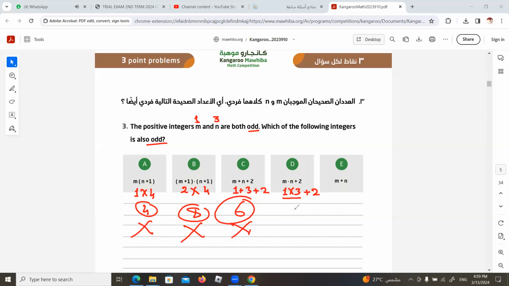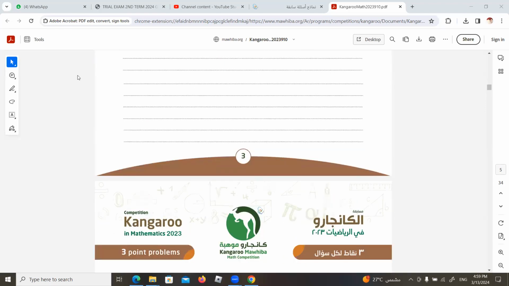So we have here 1 times 3, which is equal to 3. 3 plus 2 is equal to 5. The number here is 5, and it's an odd number. So the result will be D. Okay, we're going to the next problem.